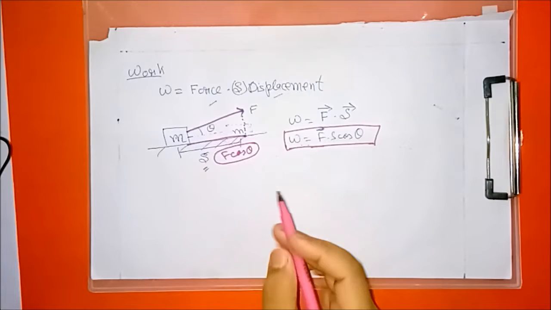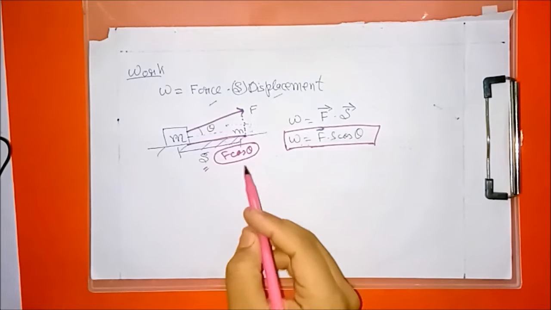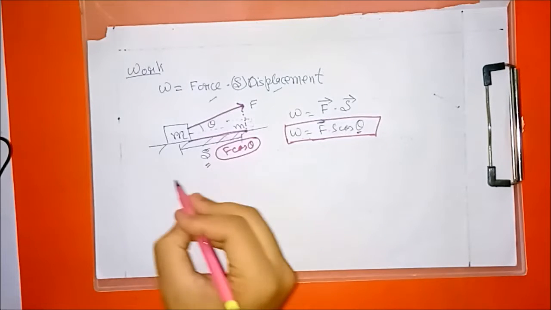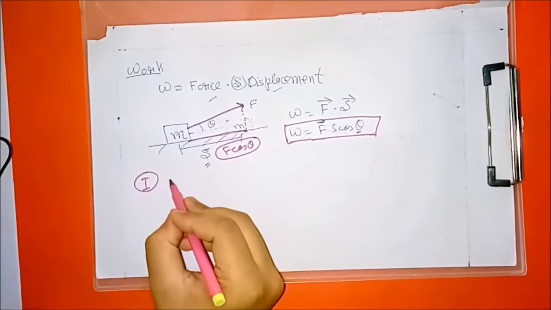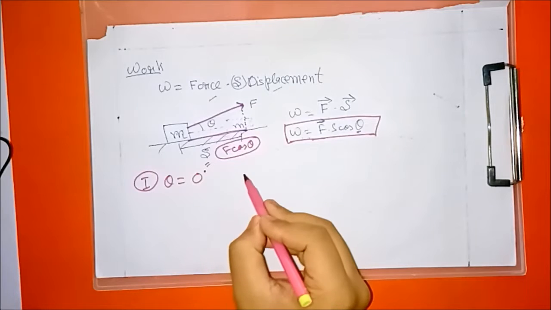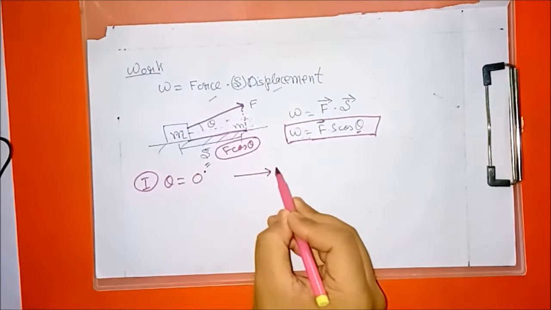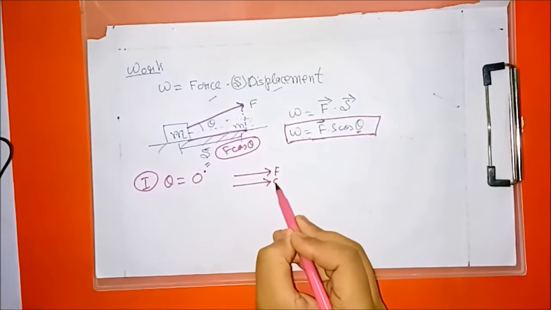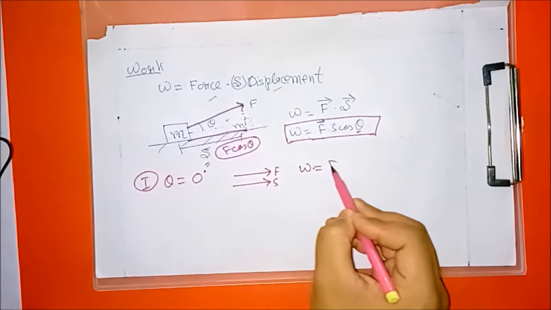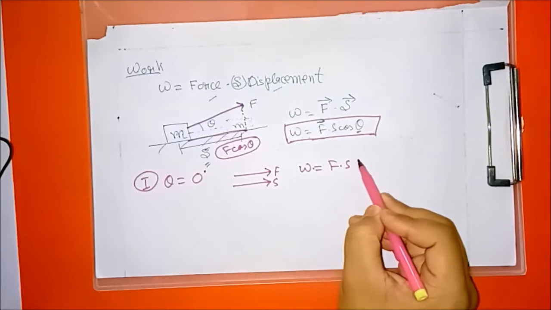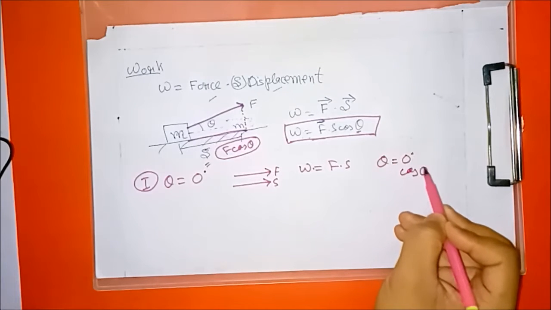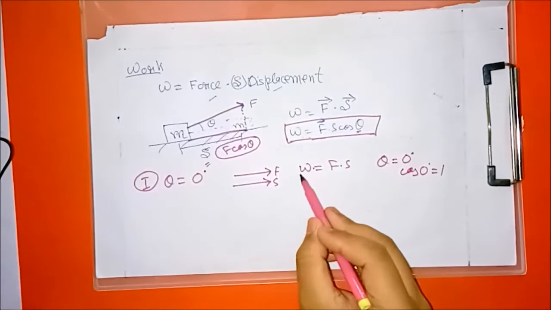Let's proceed further. There are certain conditions for various types of work done which depend on this angle theta. Case 1 is when theta is equal to 0 degrees. Suppose the force vector and the displacement vector are both in the same direction. Then W will be equal to F dot S, simply because cos 0 degrees equals 1, so this will be simply F dot S.